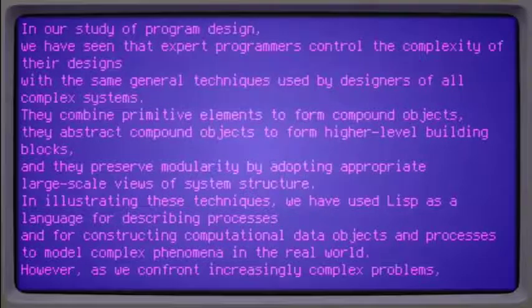In our study of program design, we have seen that expert programmers control the complexity of their designs with the same general techniques used by designers of all complex systems. They combine primitive elements to form compound objects. They abstract compound objects to form higher-level building blocks. And they preserve modularity by adopting appropriate large-scale views of system structure.